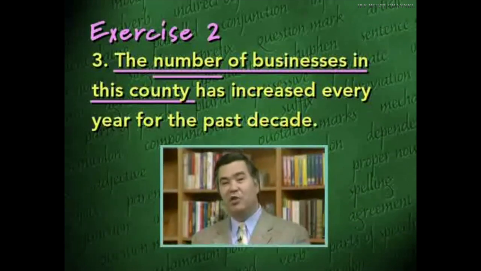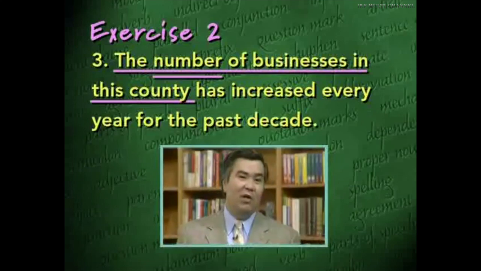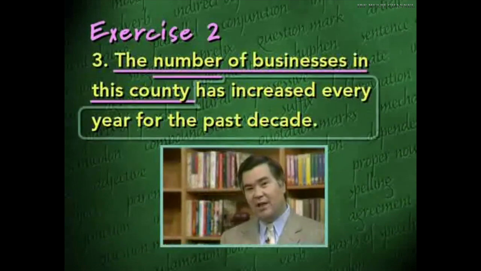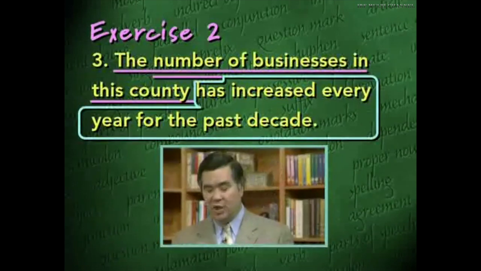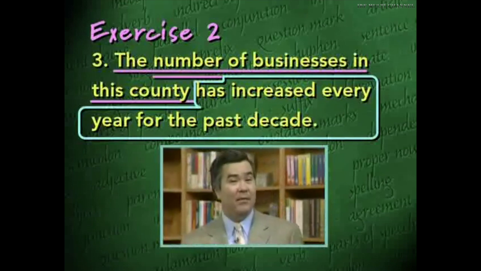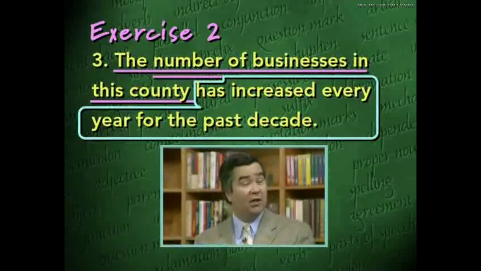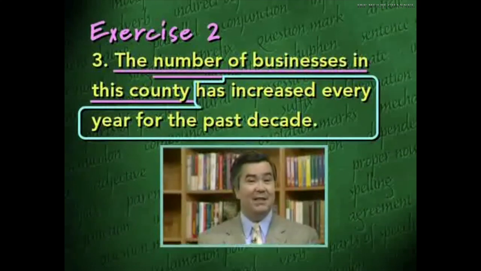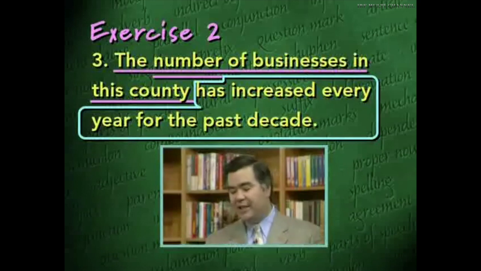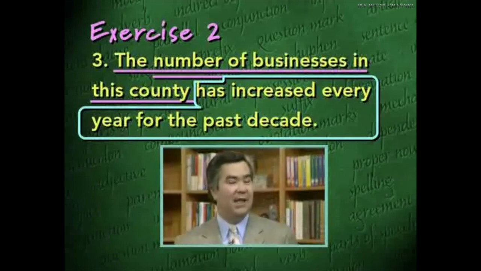One way to tell for sure is that that word, that simple subject, is the word that is most directly connected to the predicate. Let's look at the predicate. The predicate is the rest of the sentence, which says, has increased every year for the past decade. Now remember, the predicate tells us what the subject of the sentence does. Now, looking at this sentence, what has increased every year for the past decade?